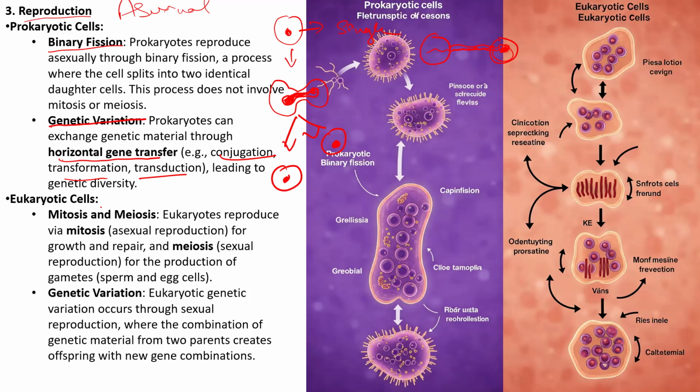Next, eukaryotes have both sexual and asexual reproduction, where they undergo both mitosis and meiosis. Mitosis is multiplicative asexual reproduction, and meiosis is in sexual reproduction, mainly used in gamete production, like sperm and egg. Here you find the major genetic variation. Why? Because two parents are involved, where male and female gametes combine to form a new offspring.